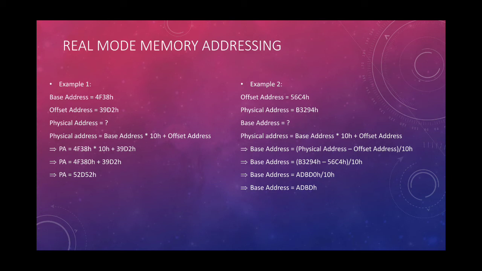Now we have to calculate the base address or segment address. So we have adjusted the formula for calculating the base address. Physical address minus offset address, divided by 10h, will provide us the base address. So the calculated address is ABDB hex, and that is the base address for the current example.